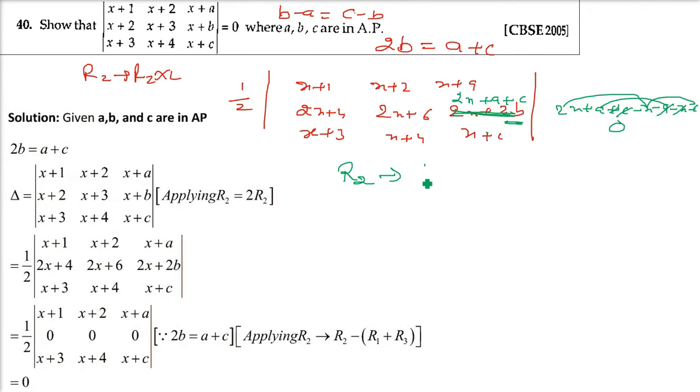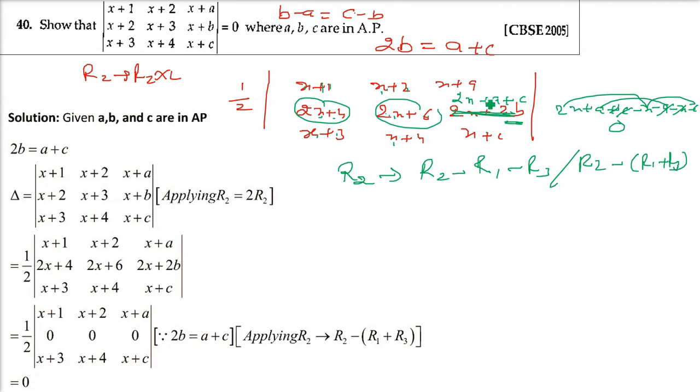So row 2 we are changing to row 2 minus row 1 plus row 3, or you can always say row 2 minus row 1 minus row 3. These two are the same. This is what we are doing right now. So 2x plus 4 minus x minus 1 minus x minus 3 is 0. 2x plus 6 minus x minus 2 minus x minus 4 is again 0. And 2x plus a plus c minus x minus a minus x minus c is also 0. So ultimately the middle row, that is row 2, is 0. So if any column or row is 0, the determinant will always be 0.